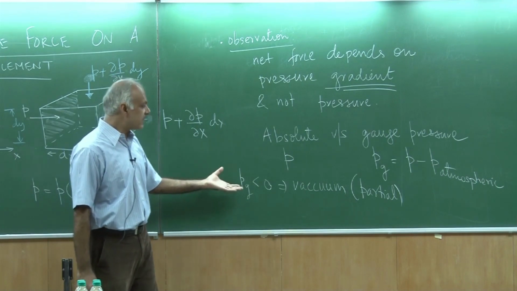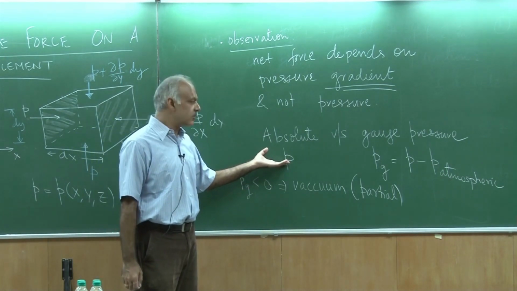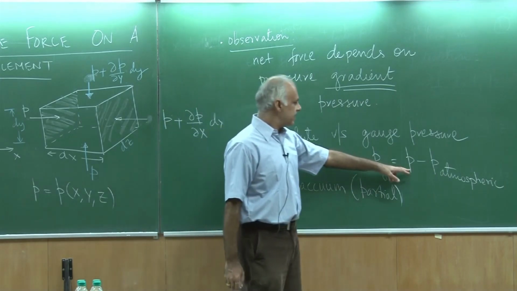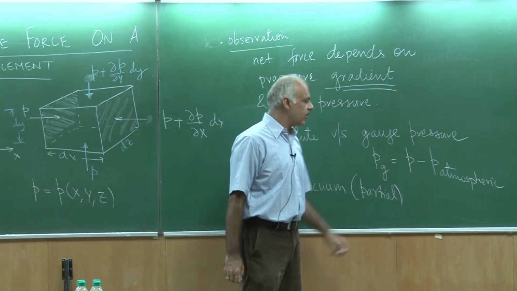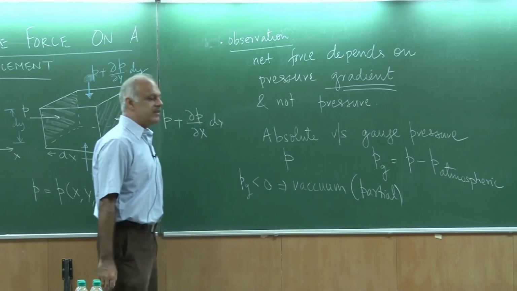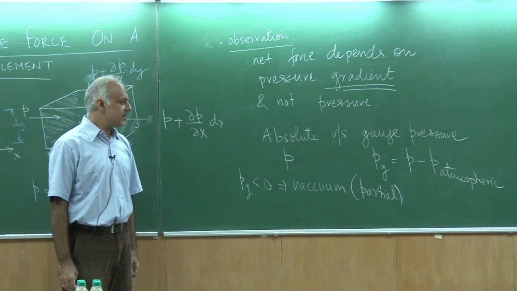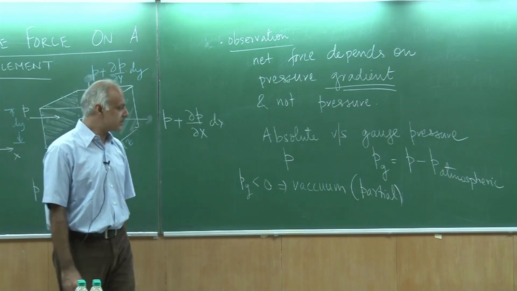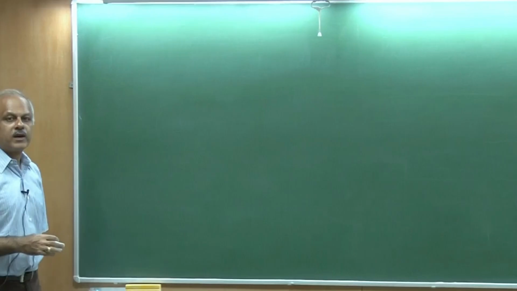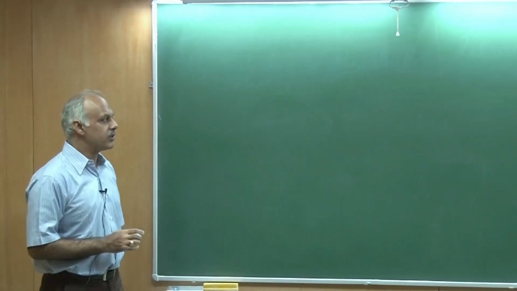Of course, a perfect vacuum would be when your absolute pressure is 0, and that would imply that your gauge pressure is negative of the atmospheric pressure, and we all know that it is very difficult to achieve. You would have to have an absolute 0 temperature for that, and so on and so forth. So, now I would like to show you the basic equation for fluid statics.